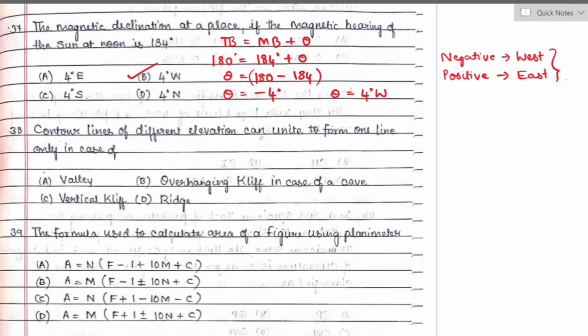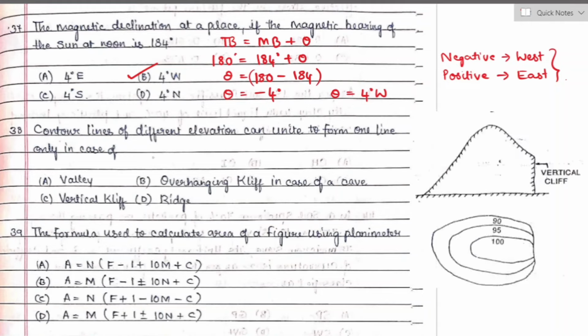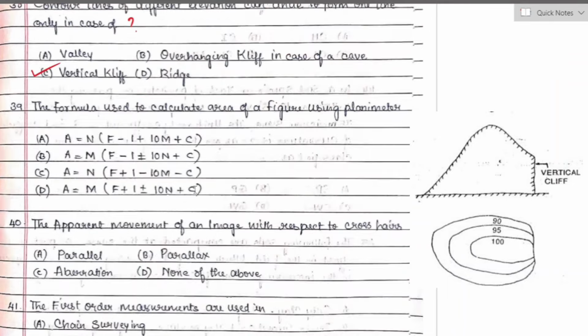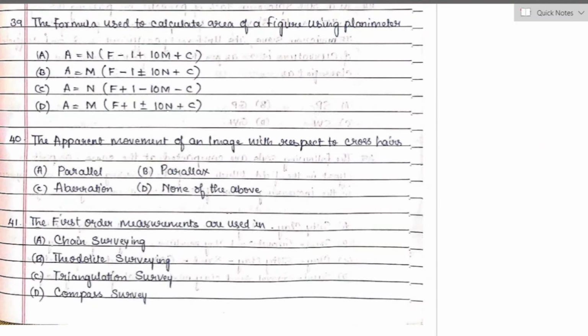Question number 38. Contour lines of different elevation can unite to form one line only in case of vertical cliff. Option C is the right answer. In the following figure, you can observe the vertical cliff. Question number 39. The formula used to calculate area of a figure using planimeter is.